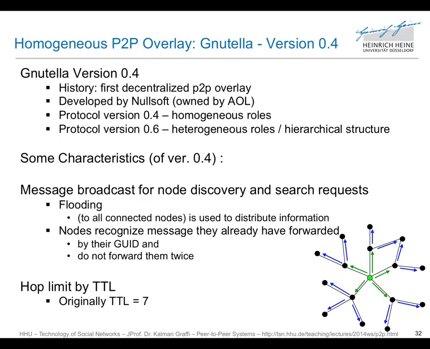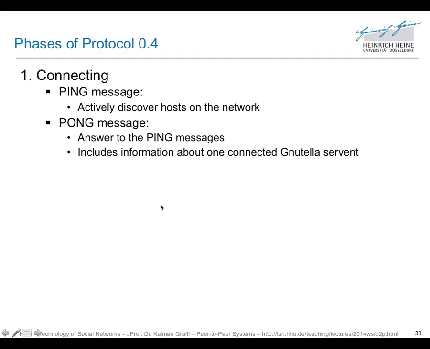The main search concept they use is flooding. So the nodes connect to each other randomly, so it's a random network, and the queries are flooded. Initially, they use a time to live of 7. And what they also do is that the node memorizes message IDs, called globally unique IDs, and does not forward them twice. And that's quite it. They only have 6 message types to operate, and we'll see how they are used.